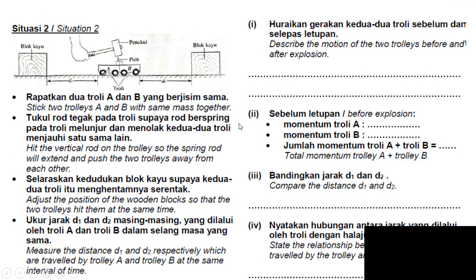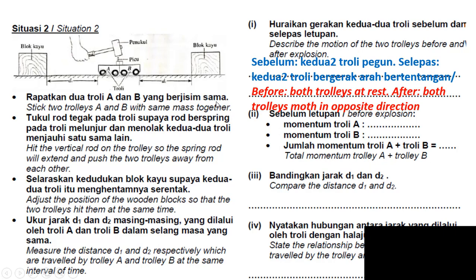So we have another situation. We have a trolley. The two trolleys are put together, so they are stationary. Before explosion, both trolleys are stationary. But after explosion, when we knock the hammer on the trigger, both trolleys will move but in opposite direction. That is, A moves to the left, B moves to the right. So before, both trolleys are at rest; after, both trolleys move in opposite direction.